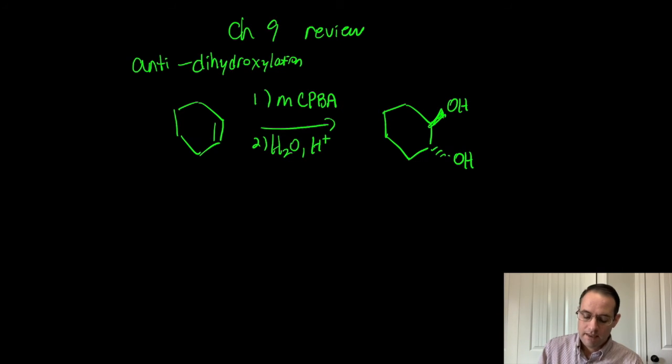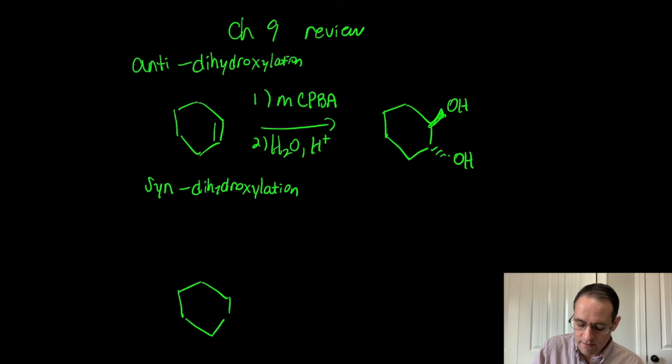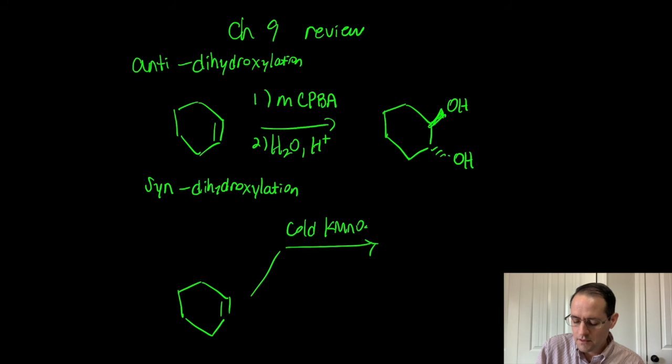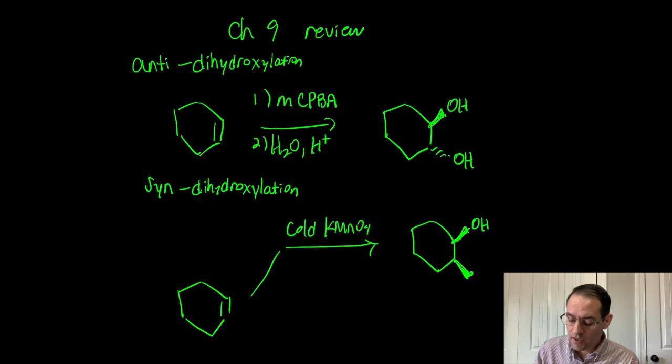The syn dihydroxylation has a couple of different ways to do that. We could use cold potassium permanganate. There's sodium hydroxide and water and other things in there, but I just write cold KMnO4, and that's going to form a, let me correct that mistake. It's going to form a cis product where the two hydroxyl groups are on the same side of the ring.